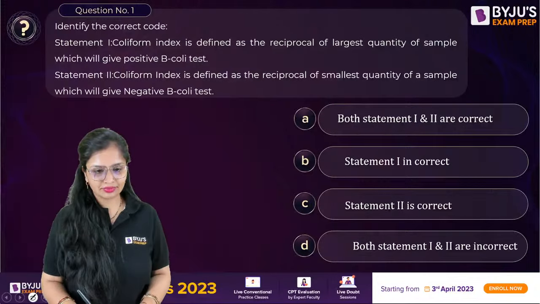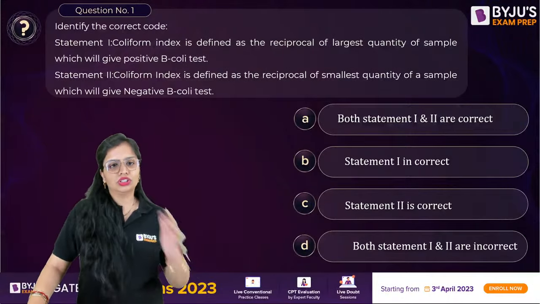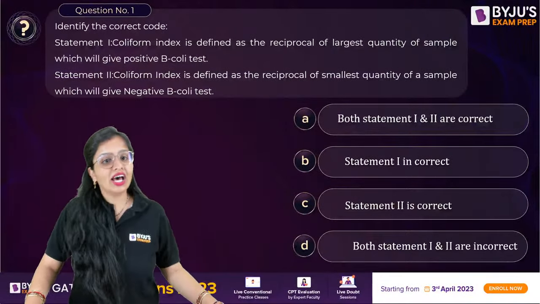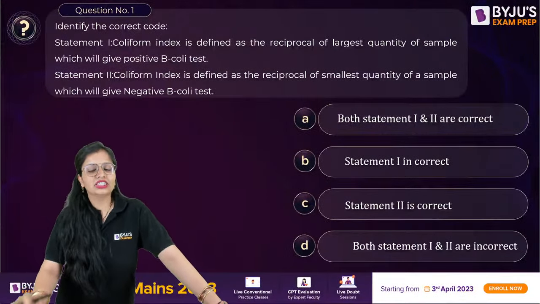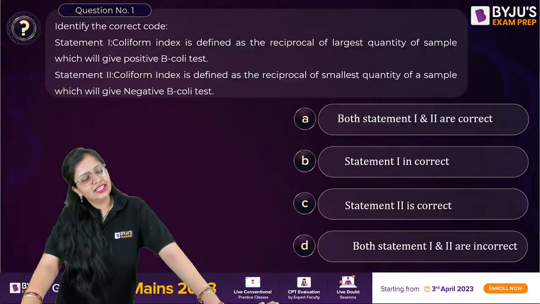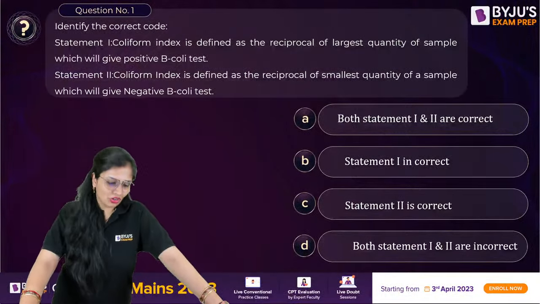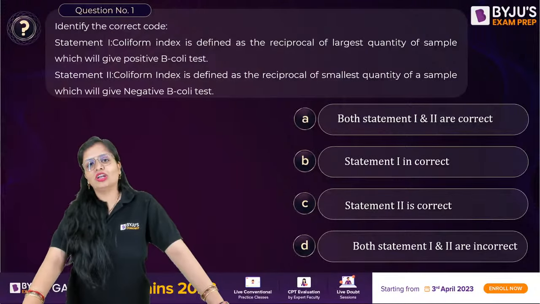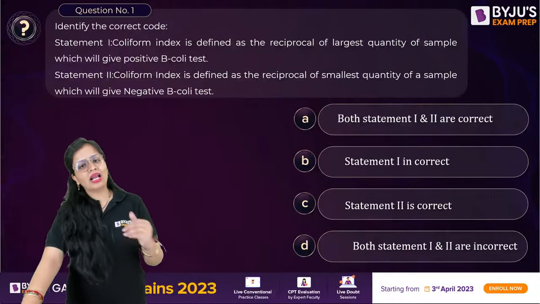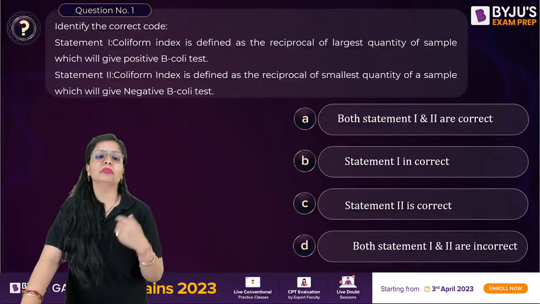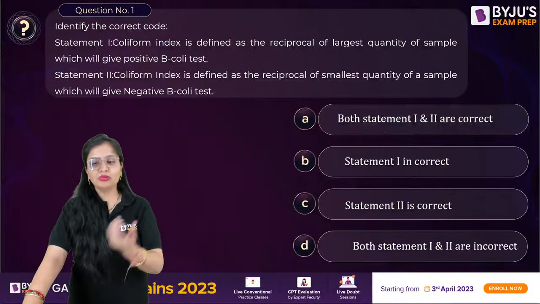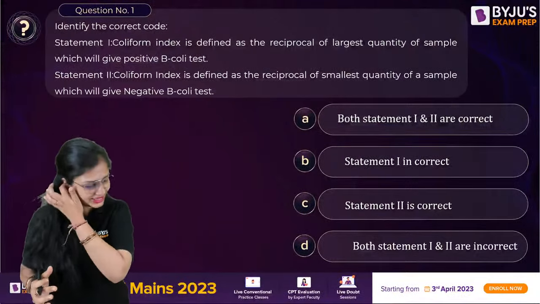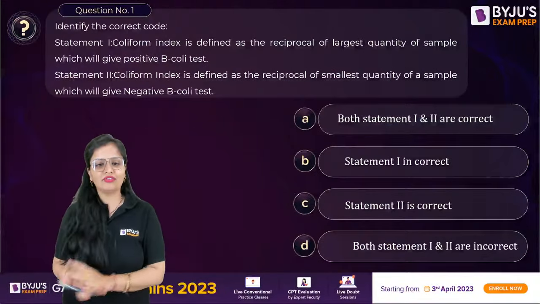Come on, start. This is the first question. Coliform index is defined as the reciprocal of the largest quantity of sample which gives a positive B. coli test. Generally, maximum students, whenever you talk about biological water quality parameters, ignore this coliform index test. That's why most students do not even remember the statement of it. Come on guys, tell me. Coliform index is what? Basically, statement-wise questions are something which you have to tell me.